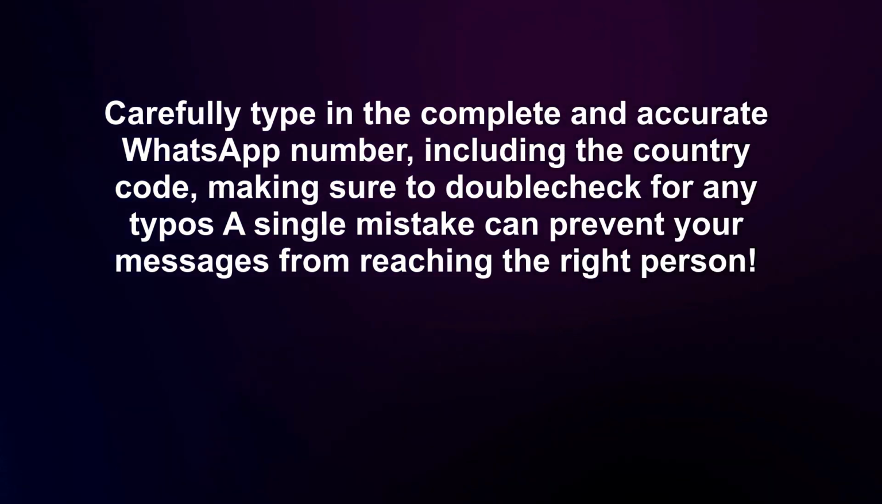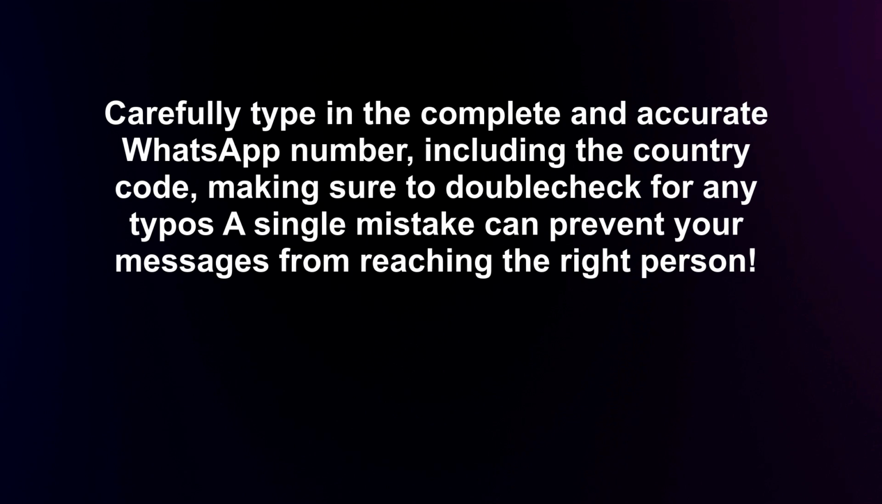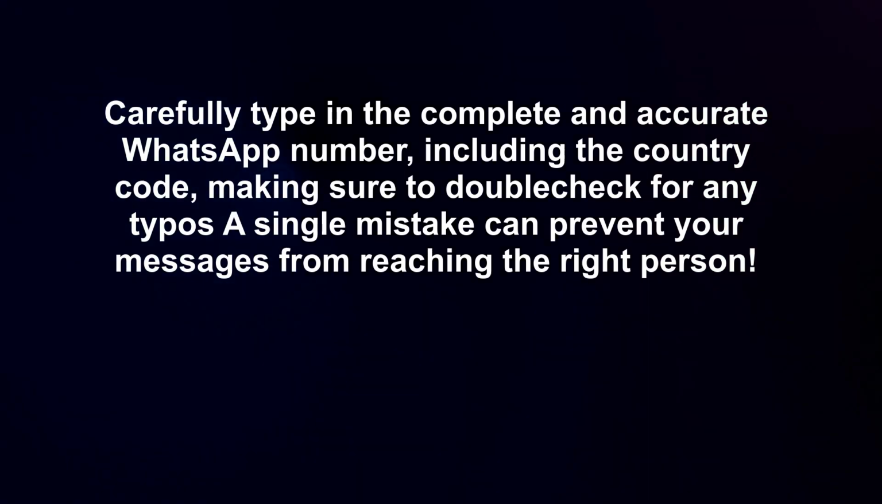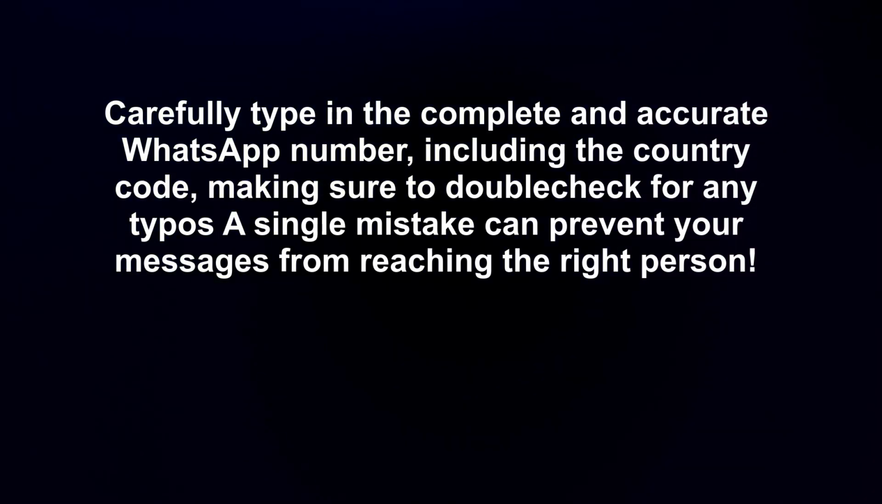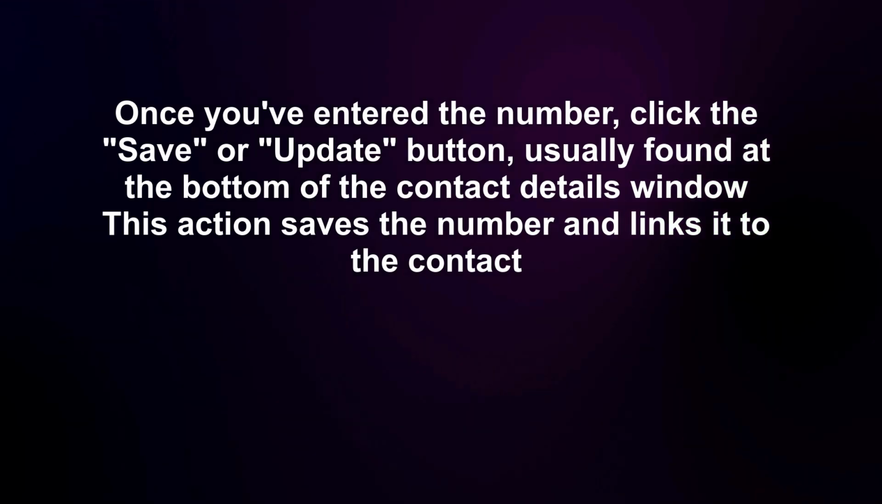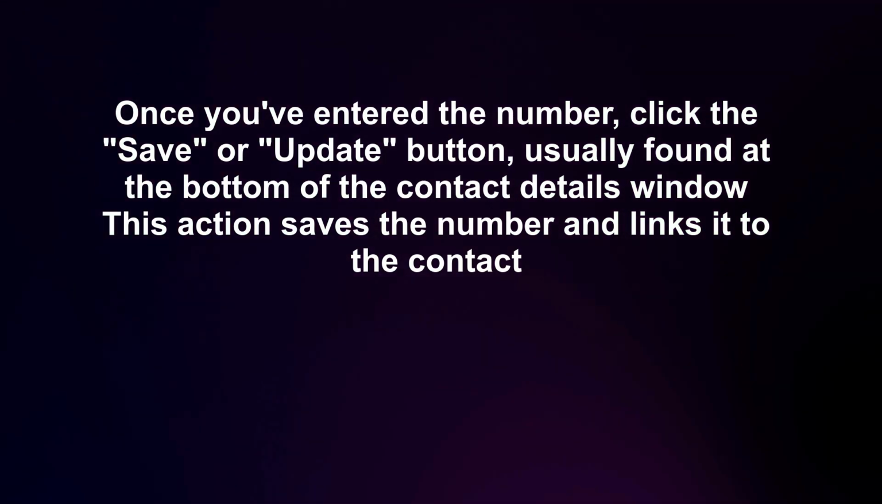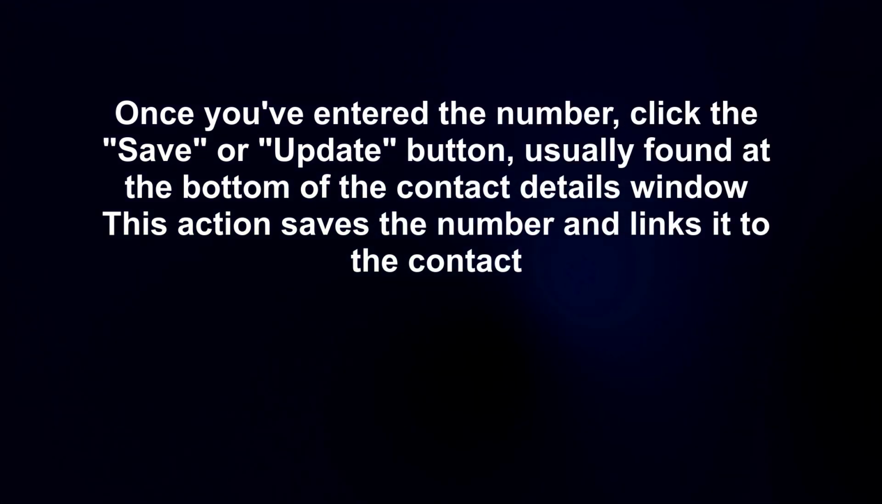Carefully type in the complete and accurate WhatsApp number, including the country code, making sure to double-check for any typos. A single mistake can prevent your messages from reaching the right person. Once you've entered the number, click the Save or Update button, usually found at the bottom of the Contact Details window. This action saves the number and links it to the contact.